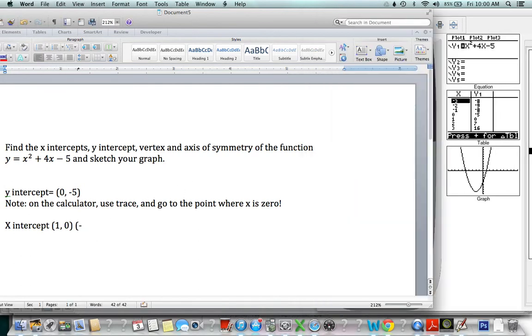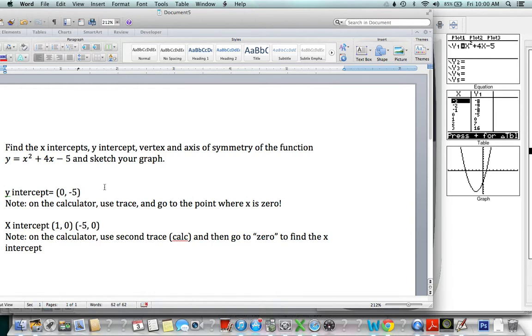All right. So just to reiterate, on the calculator, use second calc or second trace, which is actually calc, and then go to 0 to find the x-intercept. All right. So now that we have the x-intercepts, both of them, the y-intercept, now we can find the vertex and the axis of symmetry.